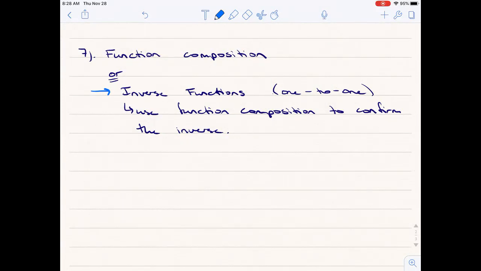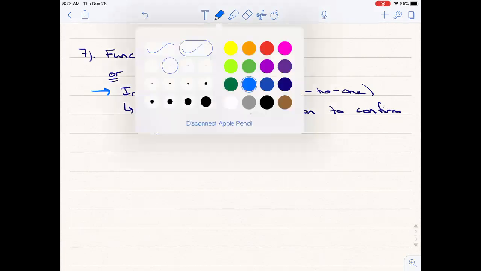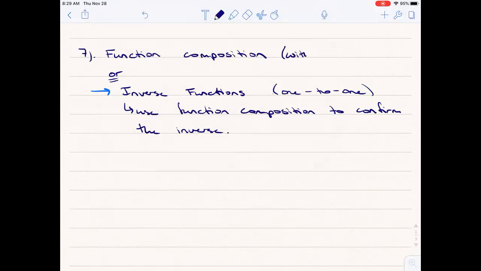But on the plus side, you won't have to find the domain and range. Whereas if it was straight function composition, I guess I should add that on here, with domain and range. But for inverse functions, we did talk about the domain and range, right? But as long as you are able to find the domain, then the range kind of falls out because you'll find the domain of each of your functions, and then you'll have the range. Right? All right.